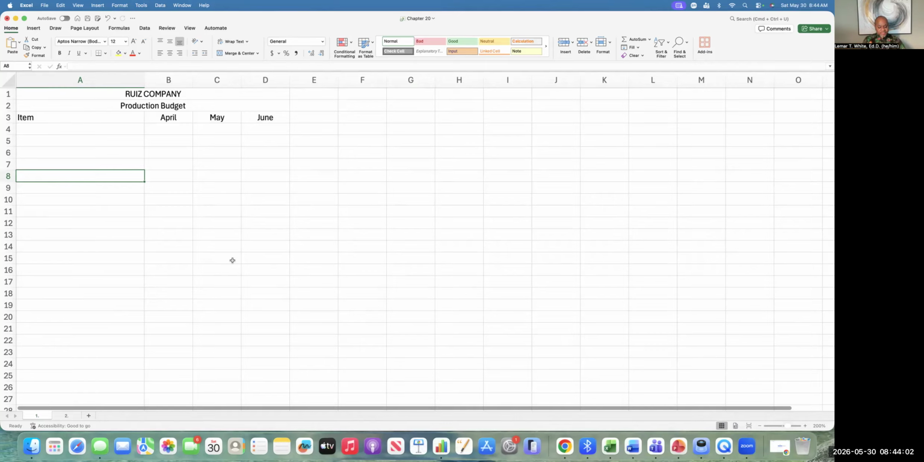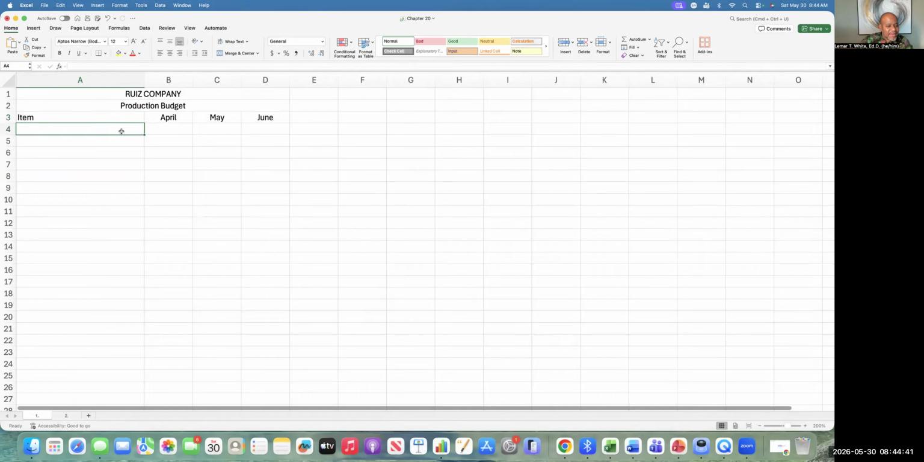So the question is for Ruiz Company, and it says Ruiz Company produces the following budgeted sales for the next 4 months. The company wants to end each month with ending finished goods inventory equal to 25% of next month's budgeted unit sales. Finished goods inventory on April 1st is 125 units. Prepare a production budget for the months of April, May, and June. All right, so you see I have it set up here already with the company name and it's a production budget. I have my item, I have April, May, June.